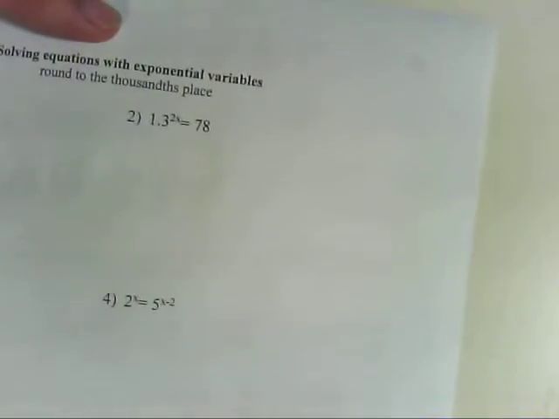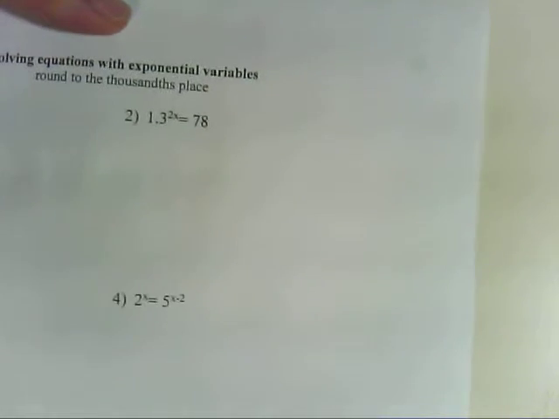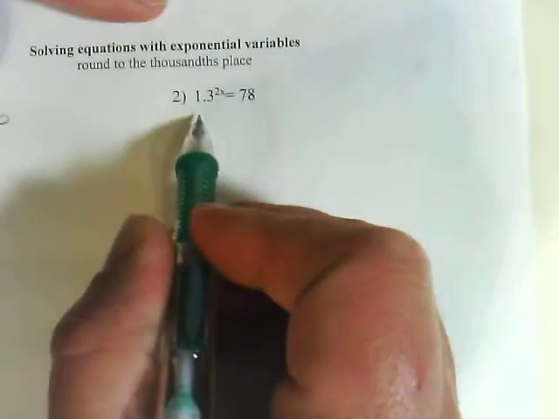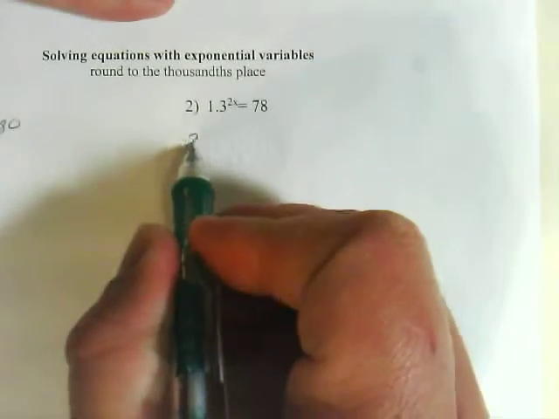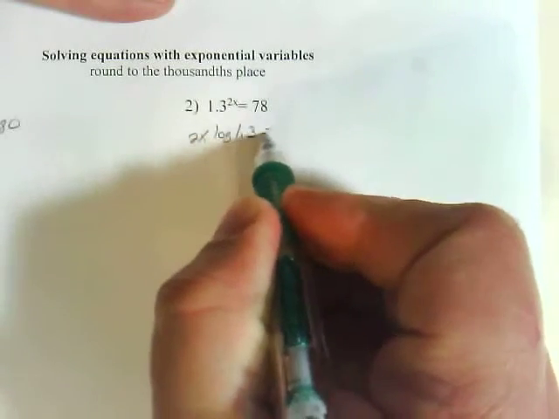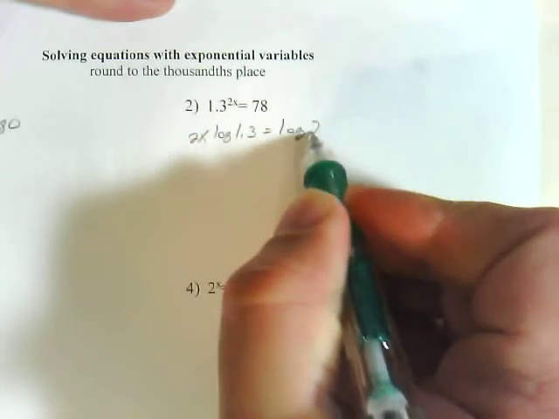Number 2. If you notice with number 2, what we have is 1.3 to the 2x power is equal to 78. Again, I'm going to take a log of both sides, and I'm going to try to skip a couple of steps. So the 2x log of 1.3 is equal to the log of 78.